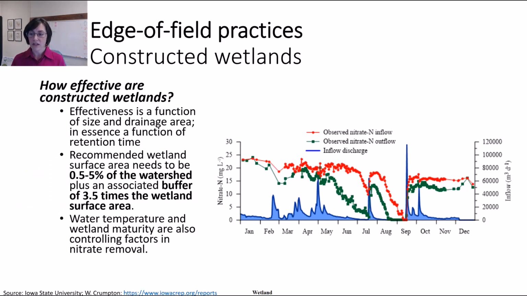For example, if you have a 100-acre watershed, you would need about a 1/2 acre wetland up to about a 5-acre wetland, and then at least a couple acres of buffer around that wetland. Generally, you're looking at a 1 to 2 acre wetland for a 100-acre watershed.